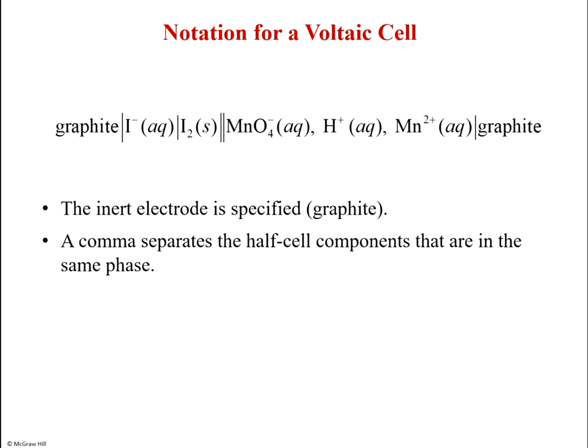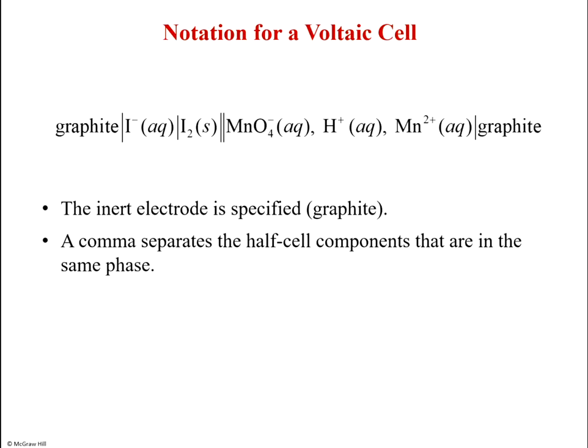Now, if we had produced something else, for example, I3 minus as our product, we would not put a line, we would put a comma there because there'd be no phase boundary. They would both be in solution. But here we see that iodide and iodine are 2 different phases, one being aqueous solution and one being solid. So we put a vertical line between them.